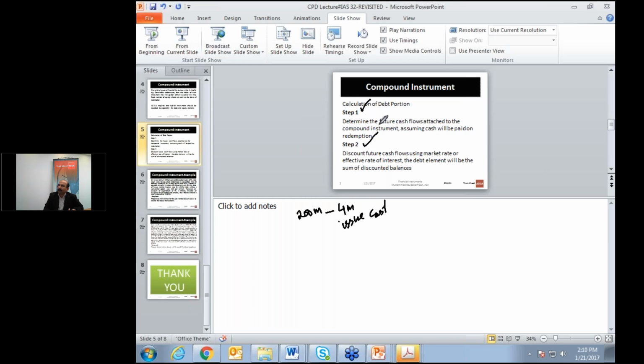What does step number 1 say? Determine the future cash flows attached to the compound instrument. What are the future cash flows? We just learned these were the interest payments over the life of this instrument, and the life of this instrument is 3 years. To make it simple, the cash outflow in the first year is 16 million, in the second year 16 million, and in the third year 16 million plus 200 redemption payment. So these are the outflows attached to this compound instrument. So this is step number 1.